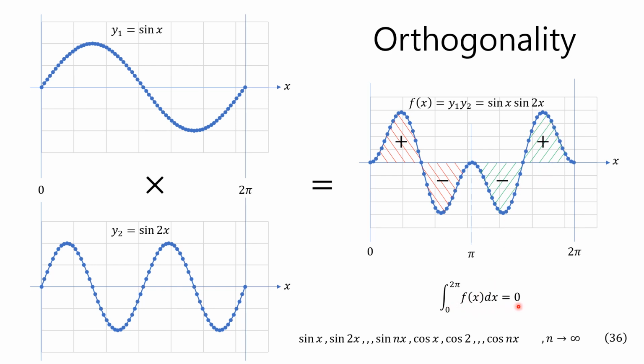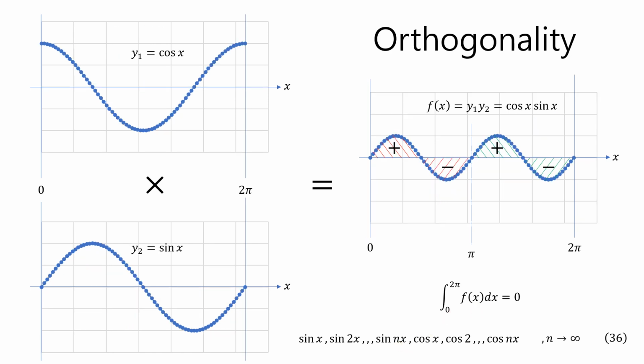In the figure, areas with the same color are equal and have opposite signs. That is, plus red area equals minus red 1 and plus green area equals minus green 1, so the areas are the same and the signs are opposite, so the integration result has a 0 value. In a trigonometric system, no matter which sine function you choose, if the constants in front of the x are different, the integration result will be 0.